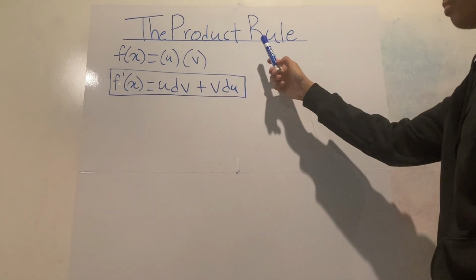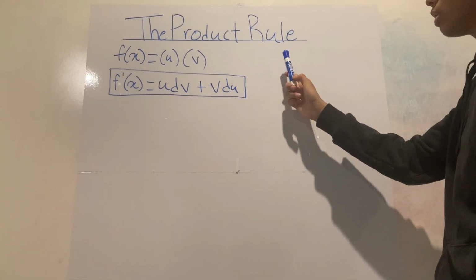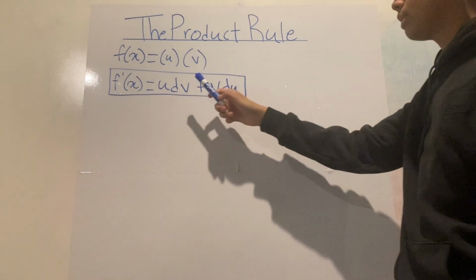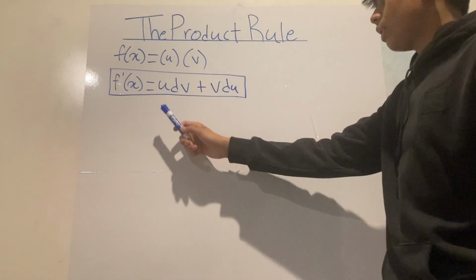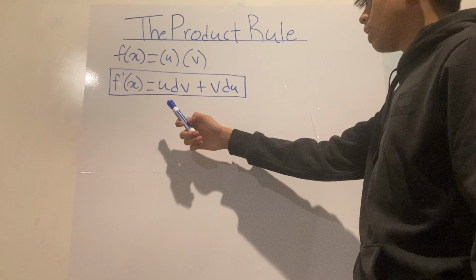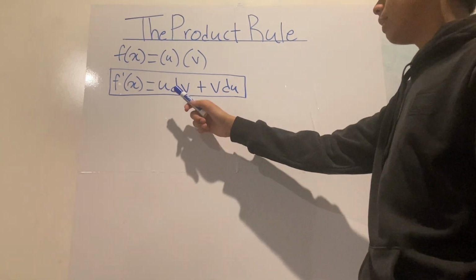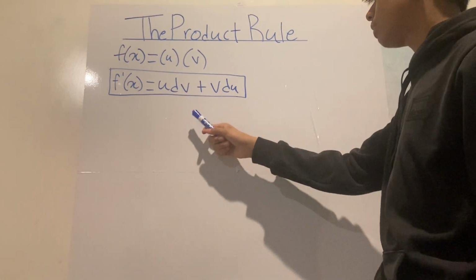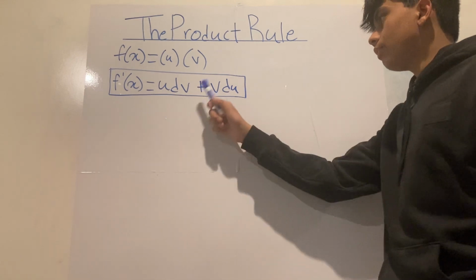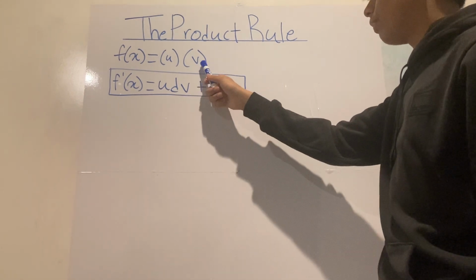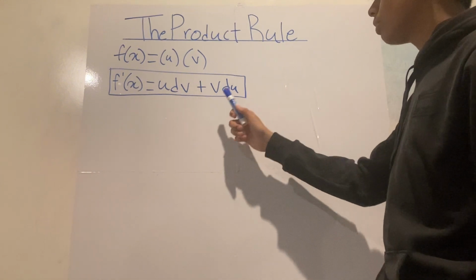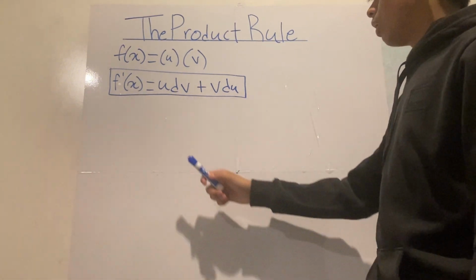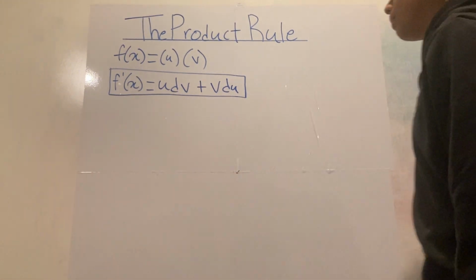Okay, so this here is the product rule, and it's a method of differentiation of a function which has u times v. So what this is saying is that f prime of x, which is the notation for the first derivative, is u times dv plus v times du. So dv is the derivative of v, and du is the derivative of u. And we'll do some examples, but this is just the notation, or I guess the formula, for the product rule.